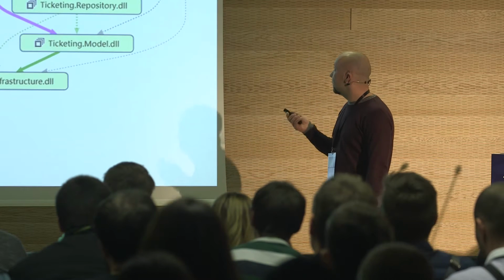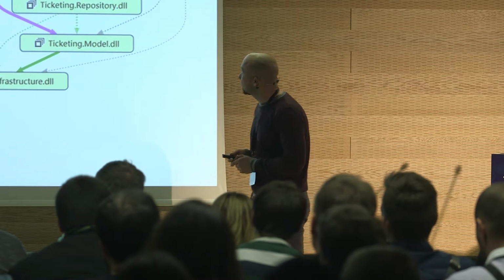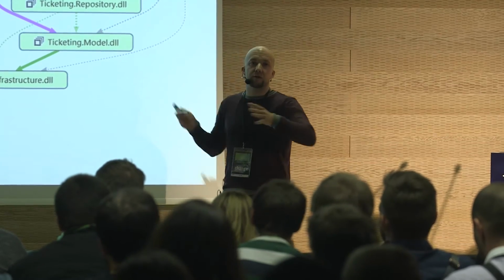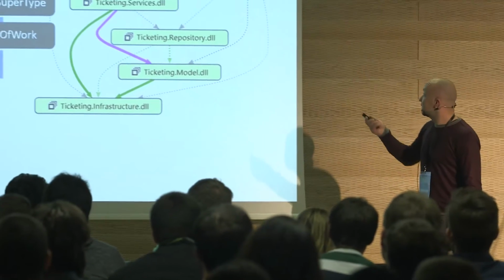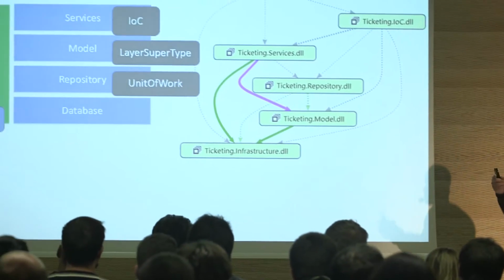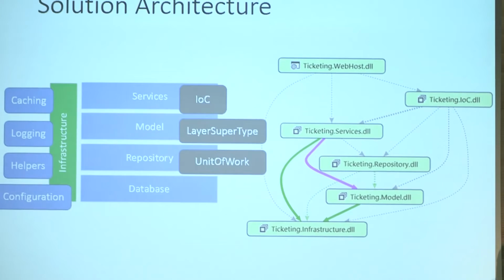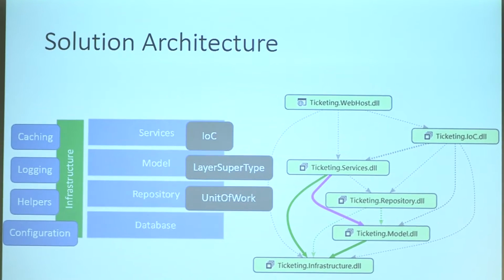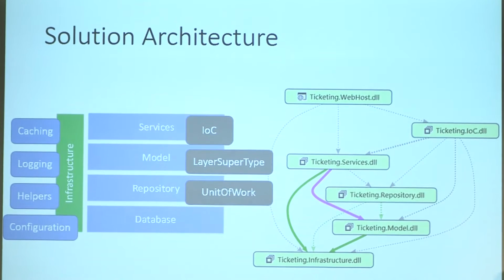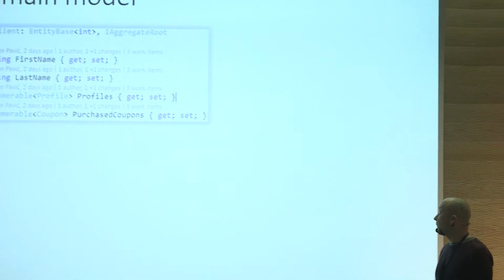In the end, we came up with this kind of solution. Of course, this is a simplified version of one real-life project. We have services that coordinate the process, that use the model to store data in some kind of repository. In the meantime, we have to do some kind of business logic. Okay, so what does the domain model look like?